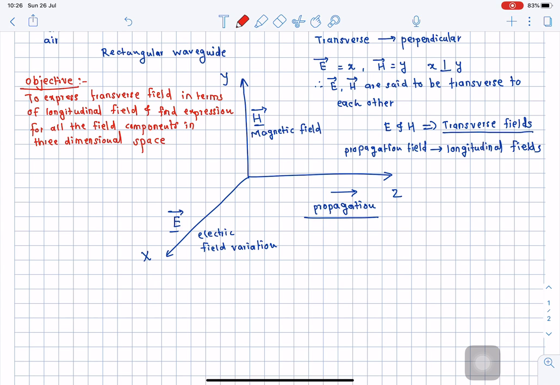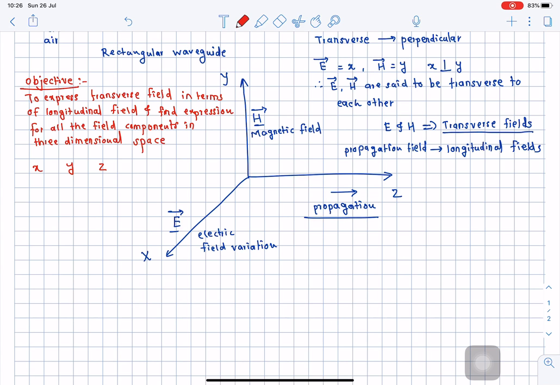So the broad objective of the general theory of waveguide analysis is to formulate the equations of the fields existing in the transverse direction in terms of the longitudinal field components, and find all the possible field components in a given three-dimensional space. Here we have taken a three-axis system which represents a three-dimensional space: the x-axis, y-axis and z-axis. These axes represent our coordinate system.